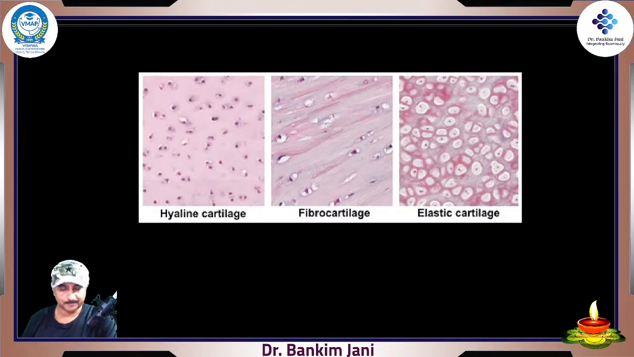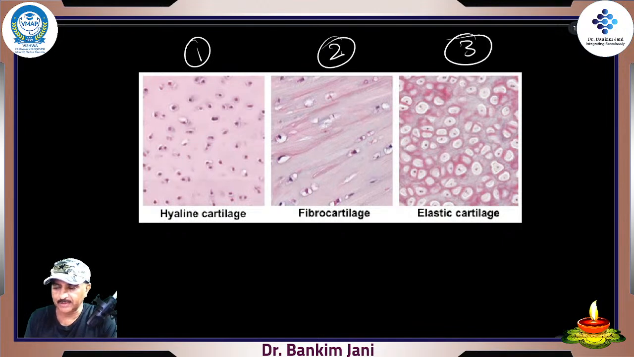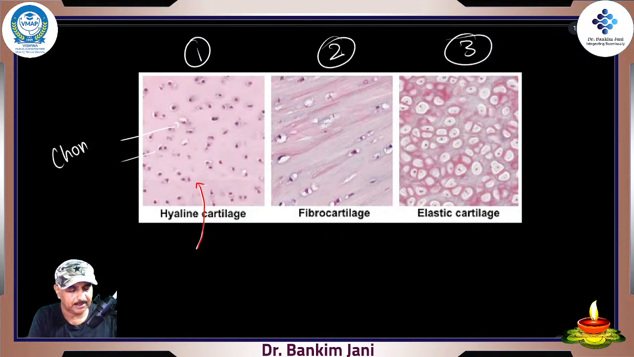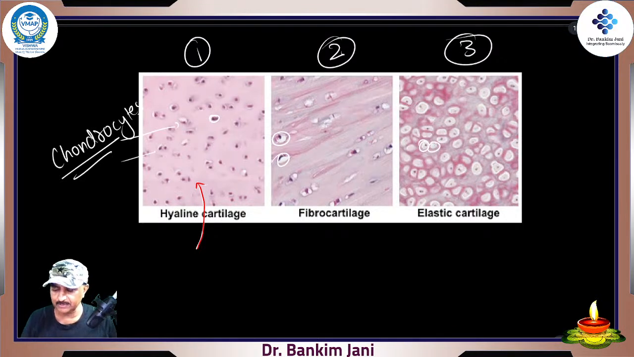Right, just 2 minutes. See, first one is the hyaline cartilage. This is one, this is two, this is three. Hyaline cartilage, clearly. Watch the matrix. It has that ground glass appearance, crystal clear. We just cannot see the fibers, and we cannot see any difference between the ground material and the fibers. All these cells you are watching are nothing but chondrocytes, because we are watching cartilages. See these cells, these cells, all are chondrocytes.